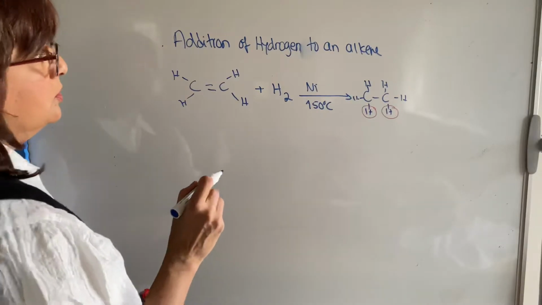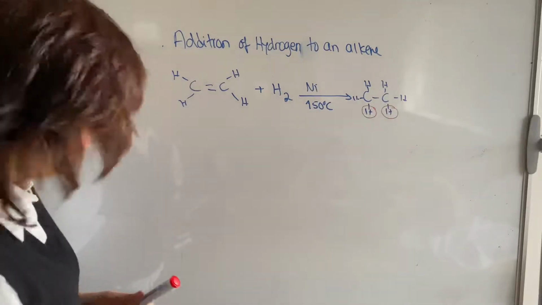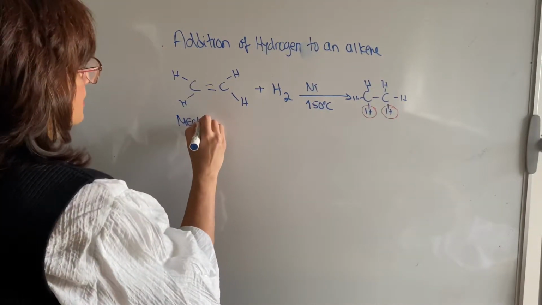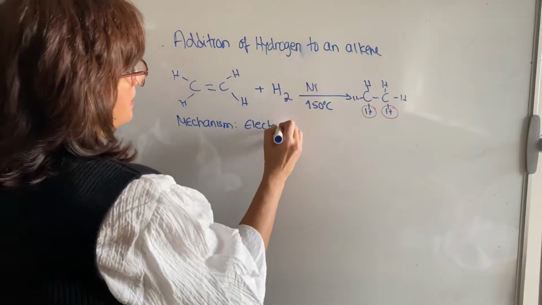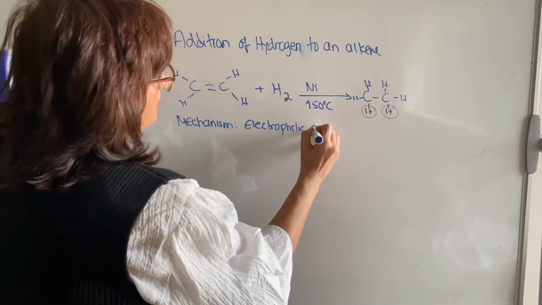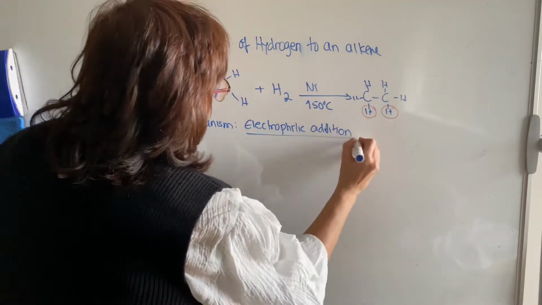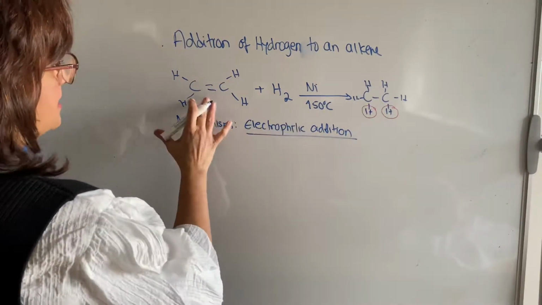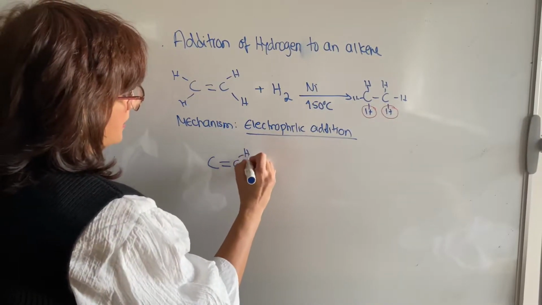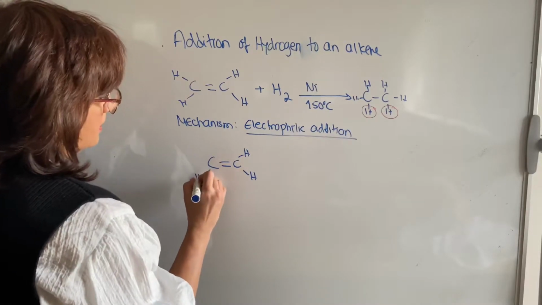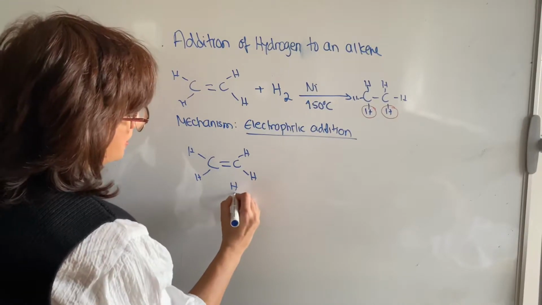Right, now this is an addition reaction, so we're going to do the mechanism for this reaction. The mechanism is called electrophilic addition, because the electrophile is the one that attacks your alkene. So if I start with your ethene, like that, and I add the H2, so you put H bonded to H.